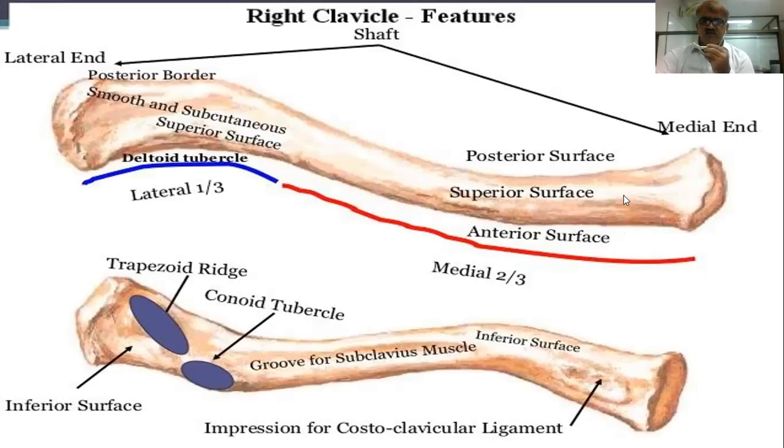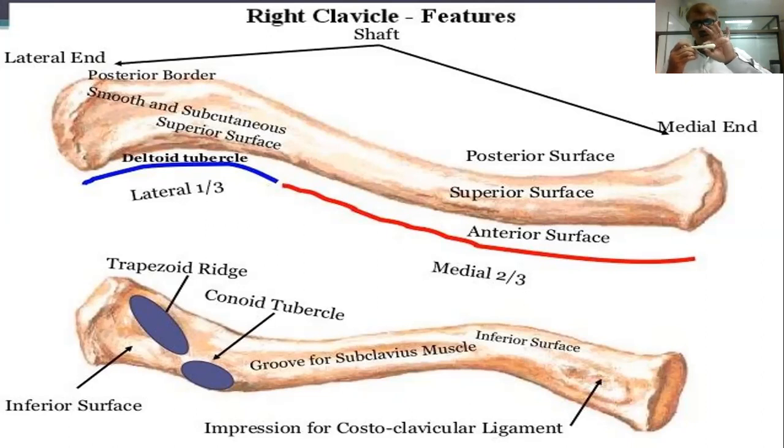So this is the right clavicle. Look at this figure. This is the superior surface, anterior surface, and posterior surface. And you can see that this is the inferior surface. Here we have an impression on the medial side. You can see the costoclavicular joint is formed, and we have a ligament attached here, the costoclavicular ligament. So we have the four surfaces on the medial side.